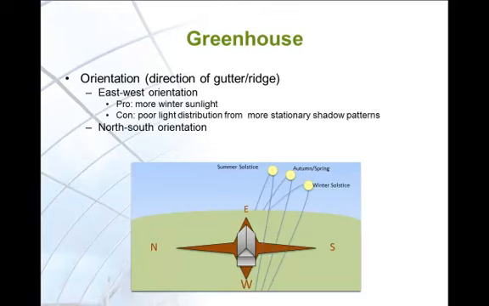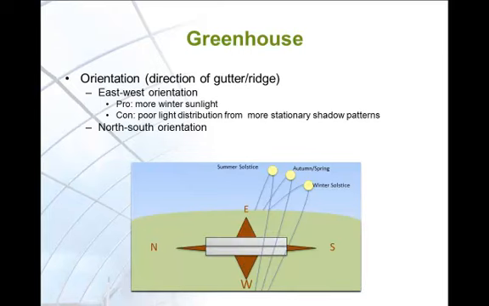The biggest drawback for this orientation is the uneven light distribution within the greenhouses. In the morning and evening, the sun is shining through the end walls where obstructions are located. As the sun passes over the roof, structural obstacles that run the length of the greenhouse, such as gutters, will cast stationary shadow patterns on the plants below.